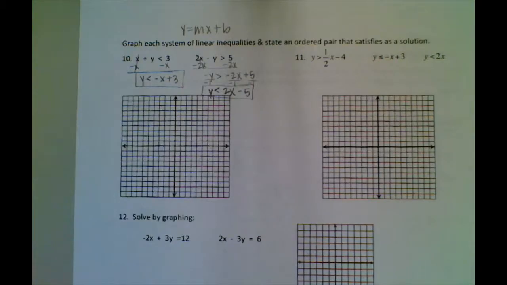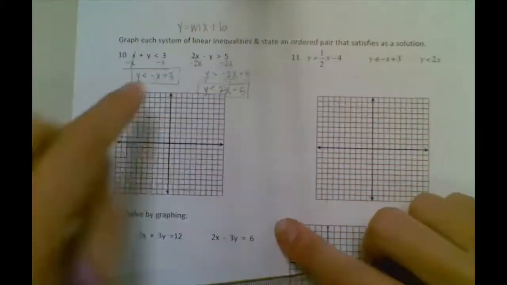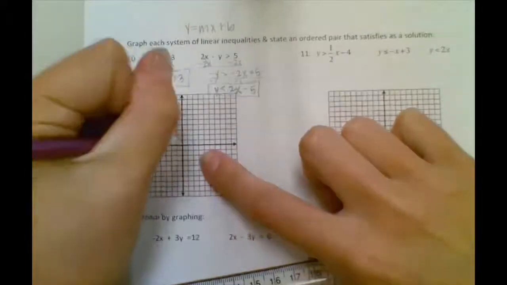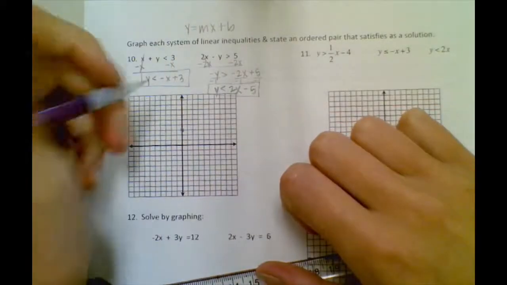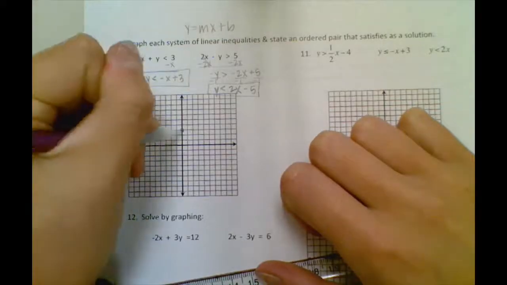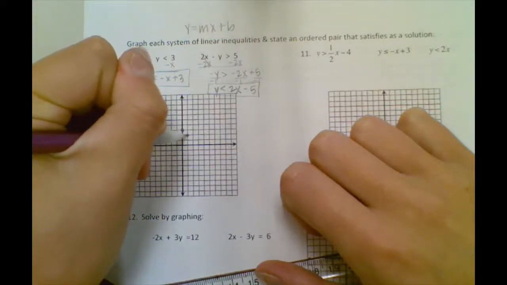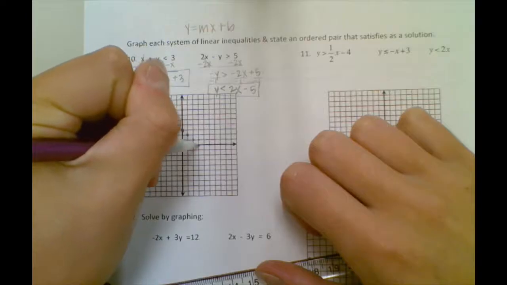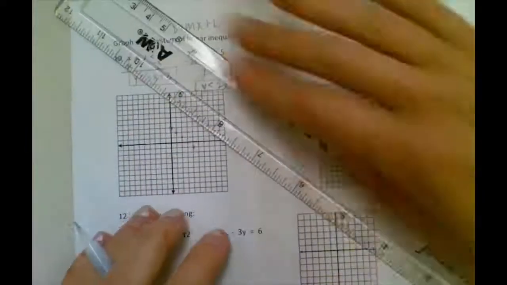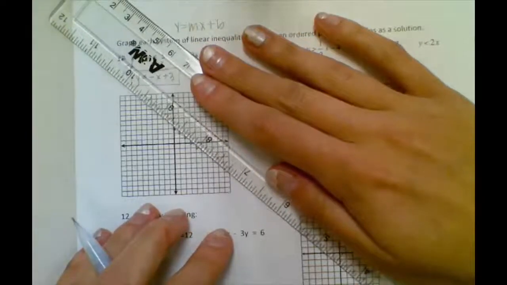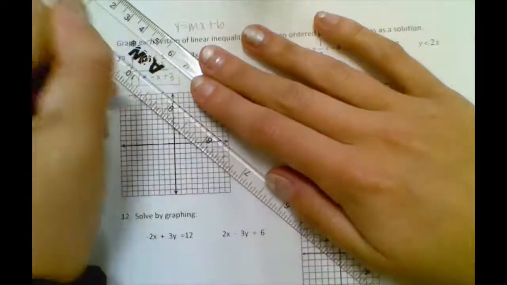All right. Always graph the y-intercept first. So let's do this one. So 3, 1, 2, 3. And then the slope is negative 1, so down 1, right 1. Down 1, right 1. I want to get out my ruler to have a nice, pretty straight line.